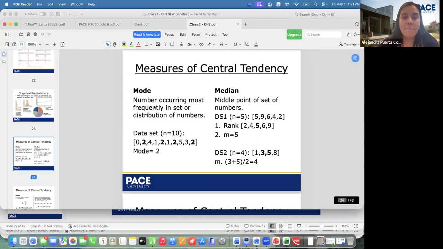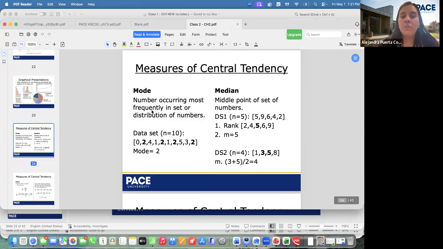Okay. Mode. Number occurring most frequently. So the number that happens the most. Median, the one in the middle. So if you have an odd number or an even number, then it changes how you calculate it, right? If you have, let's say, 4, you take 2 and 3 and you add them and then divide them by 2. And that gives you your median.